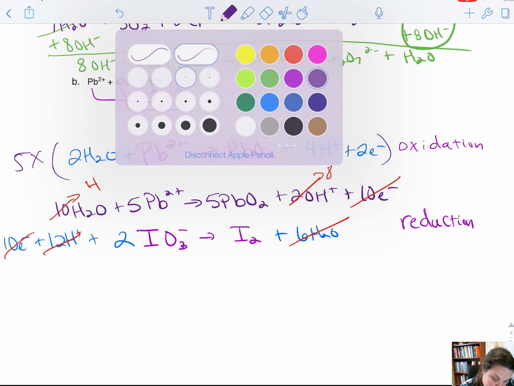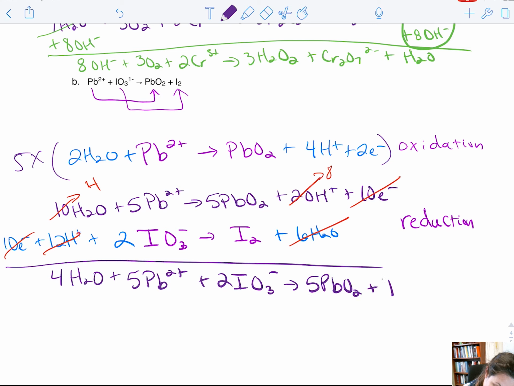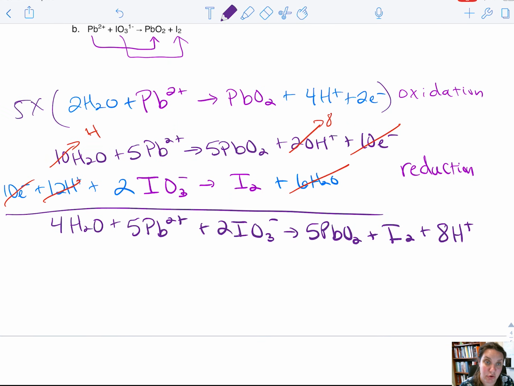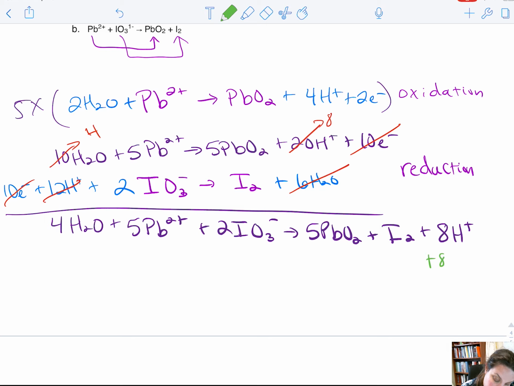And then we combine our two equations to get 4 waters plus 5 Pb2 plus 2 IO3 minus goes to 5 PbO2 plus I2 plus 8 H plus. And again, our last step here is going to be neutralizing all the H pluses with hydroxides. So we're going to add 8 hydroxides on both sides. These will combine to give us 8 waters.